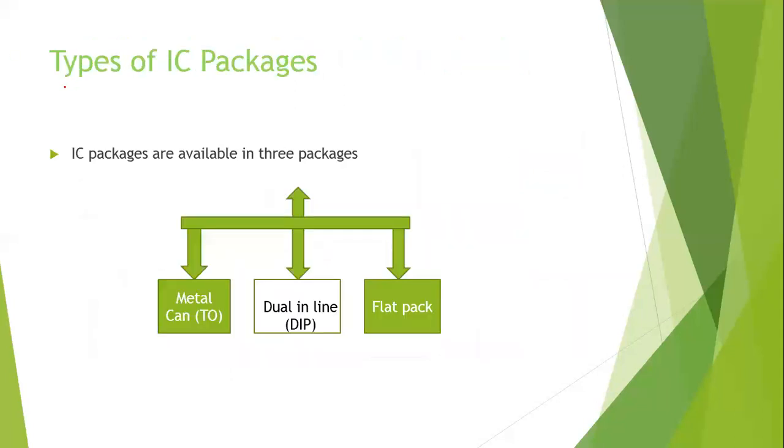Next, types of IC packages. So you will be having majorly 3 types. First one is metal can package, second one is dual inline package, and third one is flat top package. So metal can package will be in a circular mode where you can have 8 pins. Metal can package is available mostly in terms of 8 pins. So in short, we are representing it as TO-5.